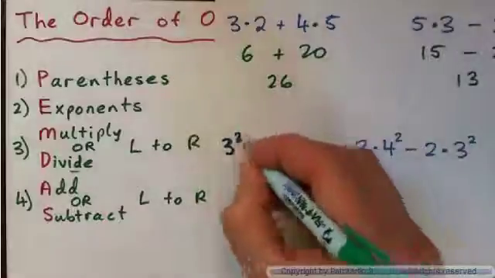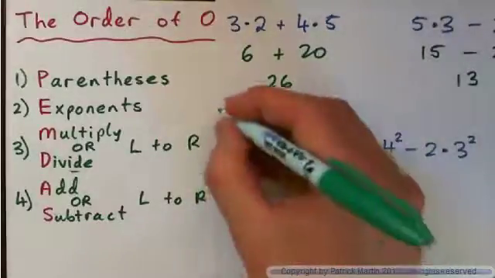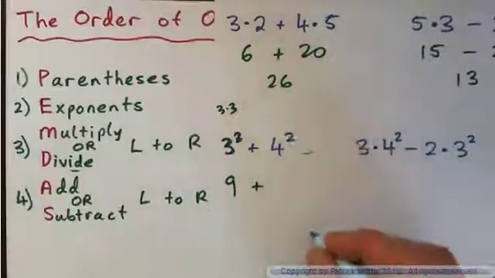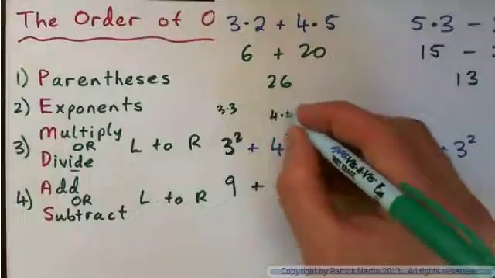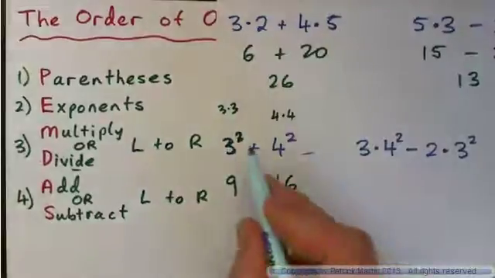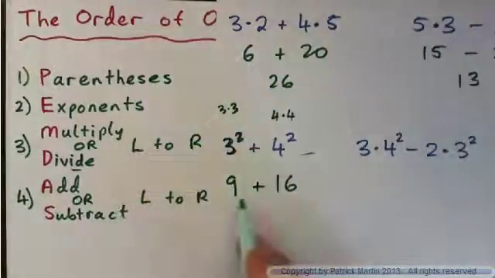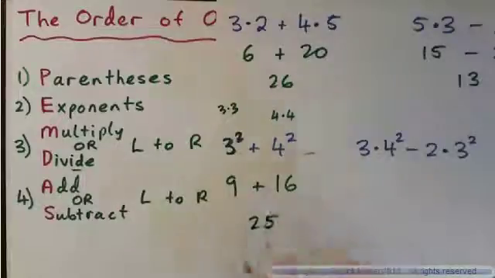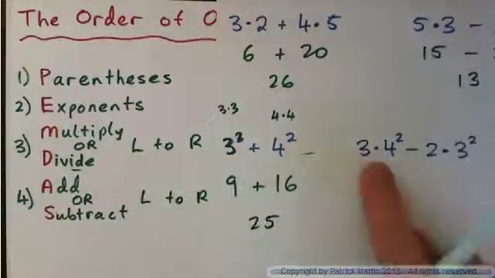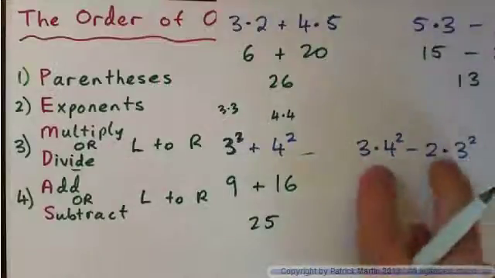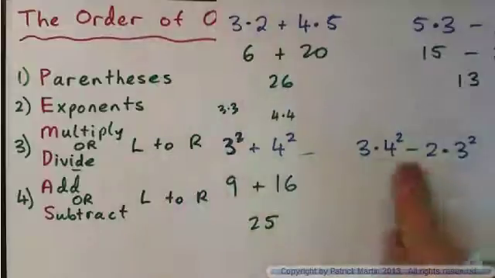So what's 3 squared? 3 squared is 3 times 3, isn't it? Which is 9. What's 4 squared? 4 multiplied by 4 is 16. So we've done our exponents first, then we add at the end. 9 and 16 is 25. Okay. Now here we've got 1, 2, 3, 4, 5 operations. We've got 2 exponents, 2 multiplies, and a subtract. So what should we do first here?